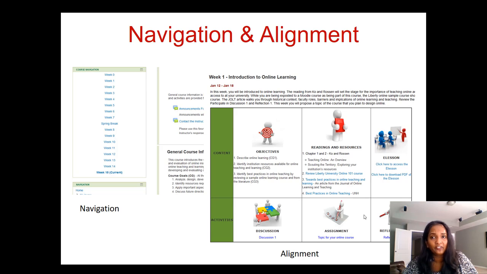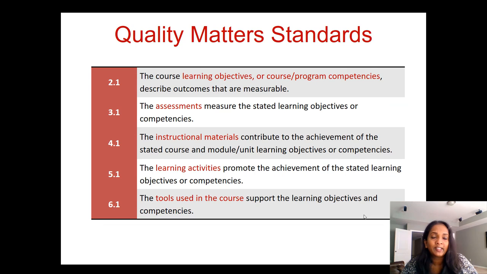This is a screenshot from when UNC Charlotte used to use Moodle before we moved to Canvas. Moodle has a different format. So, depending upon whatever LMS you use, navigation is very important, and clear alignment. Moodle was like a one-page format, so I used this tabular format where students could see the objectives, readings and resources, e-lesson, then a discussion, assignment, and a reflection. And I created a navigation on the side for each week. So that was that one.